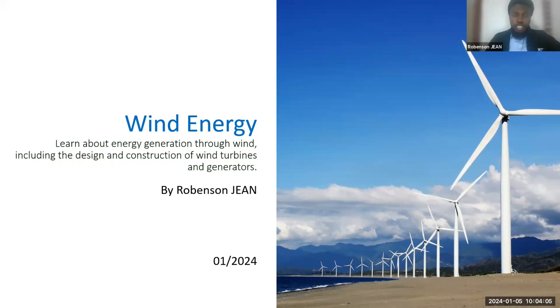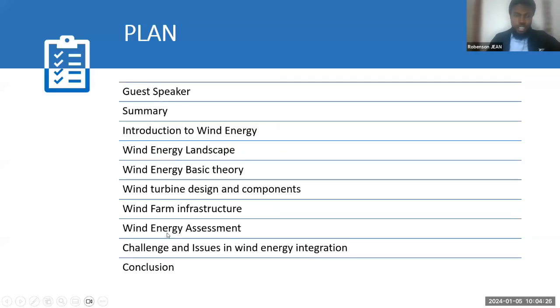around wind energy, and more precisely about energy generation through wind, including the design and construction of a wind turbine and generator. So let us see what we have today.